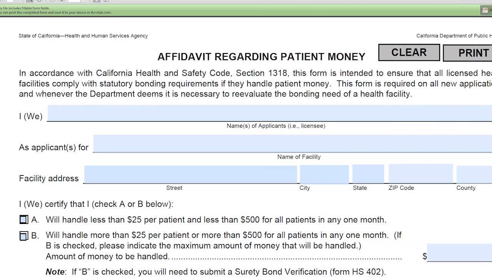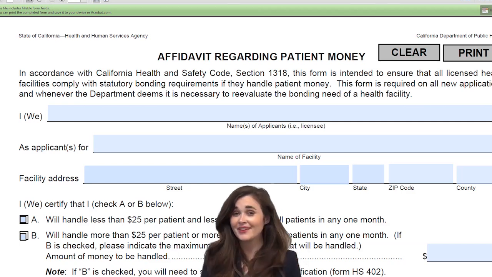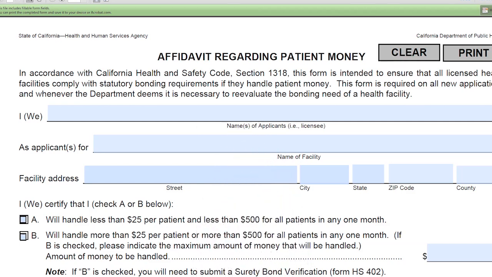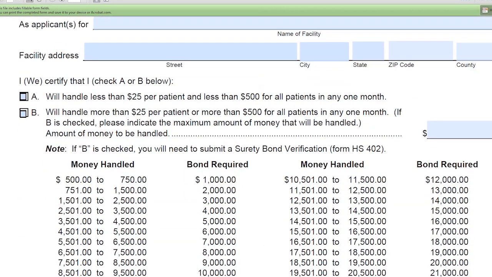In accordance with the California Health and Safety Code 1318, this form is intended to ensure that all licensed health facilities comply with statutory bonding requirements if they handle patient money. "We" is the name of the applicant, licensee, provider, entity, corporation, etc. Tip time: if you're a sole proprietor, you would enter your legal name. "As applicant for" is the name of the facility. Facility address is the number, street, city, state, zip code, and county of the facility.